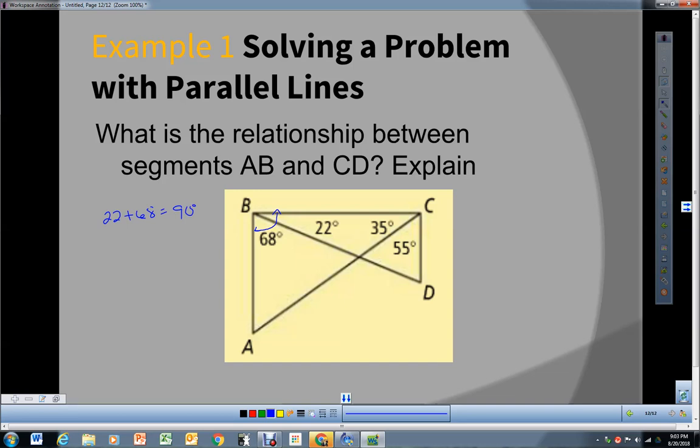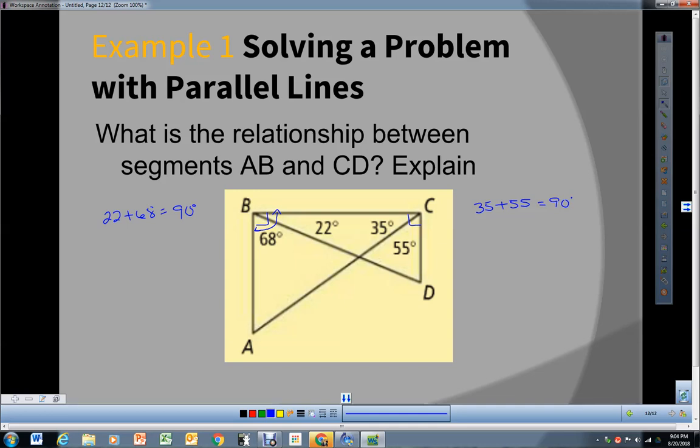Now let's take a look at this side. If I take 35 plus 55, that also gives me 90 degrees. So that means I have a right angle here and a right angle here. What this means is I have two lines, AB and CD, that are perpendicular to the same line. So based on our last theorem, that would mean that they are parallel. If you have two lines perpendicular to the same line, then they are parallel.